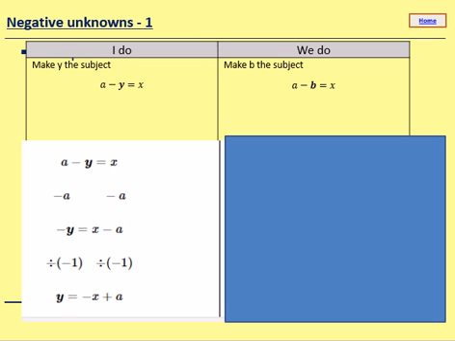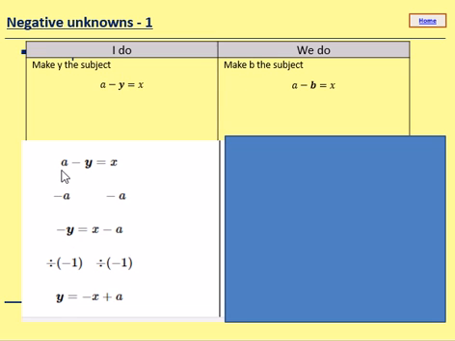So, for the first I do and we do of the lesson, we've got a fairly simple equation, but you'll notice that we're making y the subject and it's minus y in the question. It's got a negative in front of it. So we've got to learn how to deal with that. So, a take away y equals x. And we've got to get this y on its own.